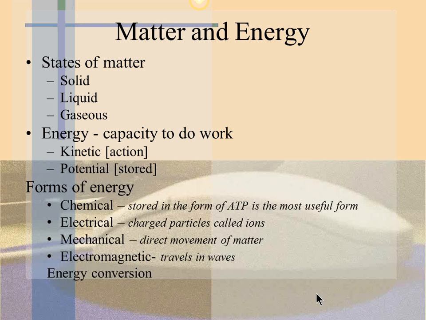Now let's look at the forms of energy. These are the four different forms. Chemical energy is the type which a lot of processes in our body utilize, where bonds are made or broken, and ATP is either used up or stored, and this is its most useful form. ATP stands for, does anybody know? Okay, it's adenosine triphosphate.